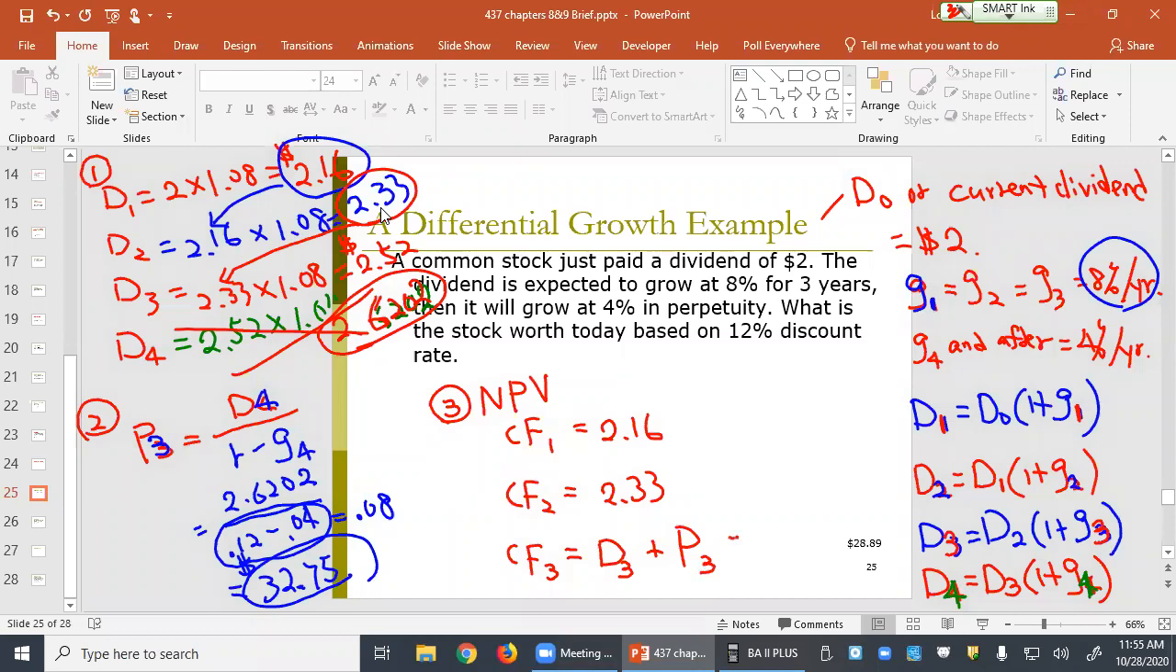So what is our cash flow 3? D3 is $2.52. Well, P3 is the step 2, $32.75. So if I add these 2 numbers together, you'll get $35.27. Okay, $35.27. So we'll use those cash flows to find the NPV. Well, this net present value is the P0, the intrinsic value that we are solving as the unknown.